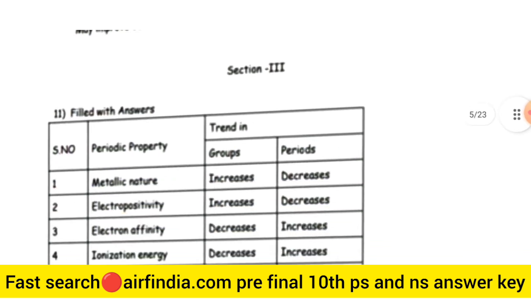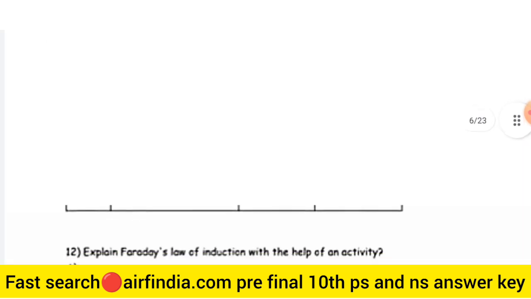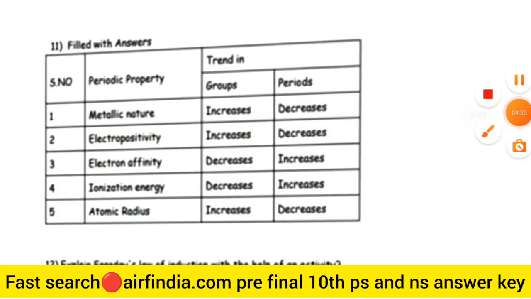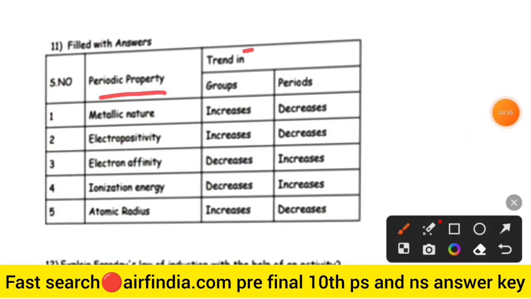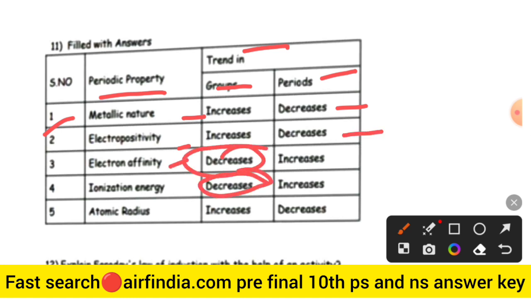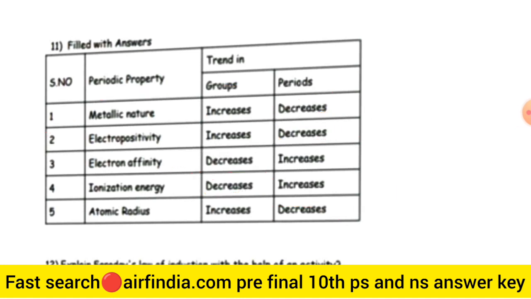This is section third. There is a periodic property trend in groups and periods. Metallic nature increases down a group and decreases across a period. Electronegativity increases and decreases. Electron affinity decreases, also decreases. Ionization energy and electron affinities decrease, and there is decrease, decrease and decrease.